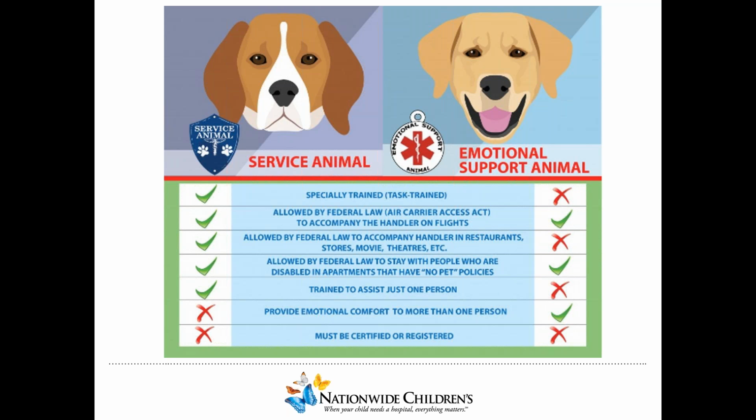Service animals are talked about in the Americans with Disabilities Act, but for the Fair Housing Act, emotional support animals are allowed by federal law to stay with people who are disabled in their apartments, even if they have no pet policies. An emotional support animal is not a pet because they're necessary for someone's health. There are requirements for service animals that they do some kind of task for the person with a disability. But for an emotional support animal, all they have to do to meet their requirements under the Fair Housing Act is provide emotional comfort to one person. It doesn't have to be more than one. And for both service animals and emotional support animals, they do not have to be certified or registered. That is a common myth.